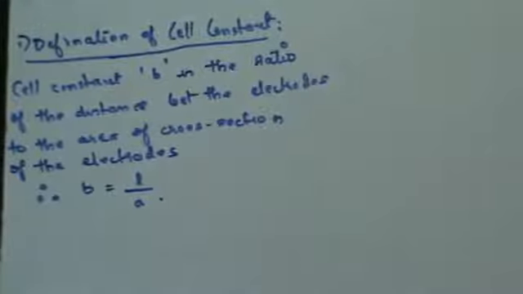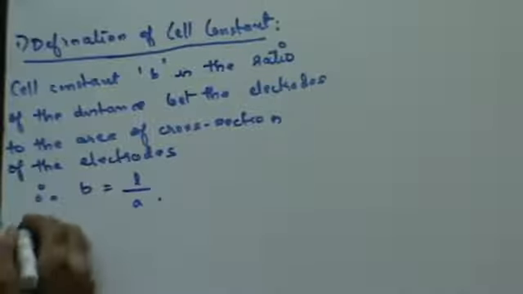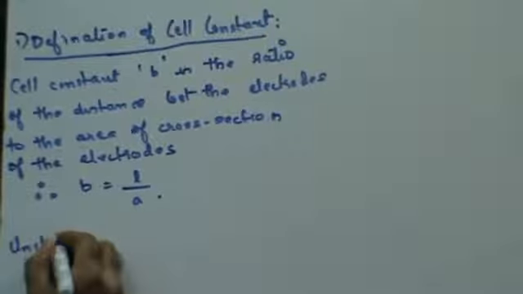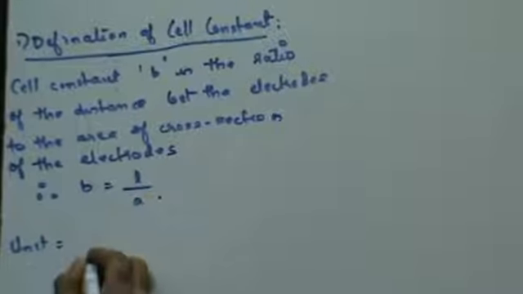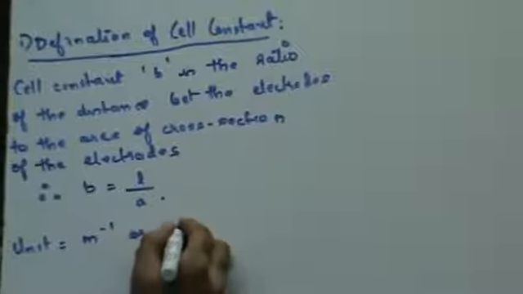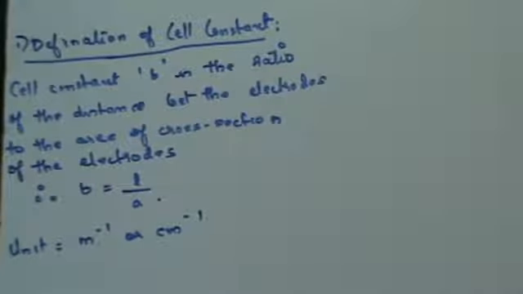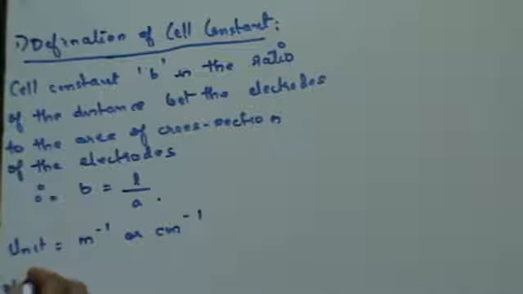It is directly proportional to the distance between the electrodes and inversely proportional to the cross-sectional area between them. In that case, what will be the unit of cell constant? This is meter square, so it should be meter raised to minus 1 or centimeter raised to minus 1. Fine. Now, let's see how do I determine cell constant?